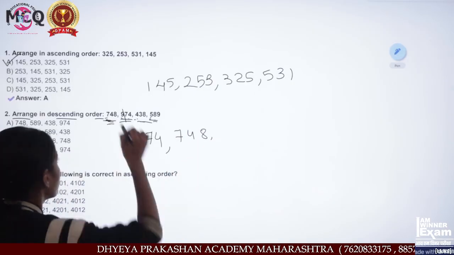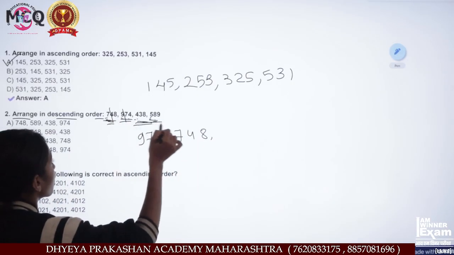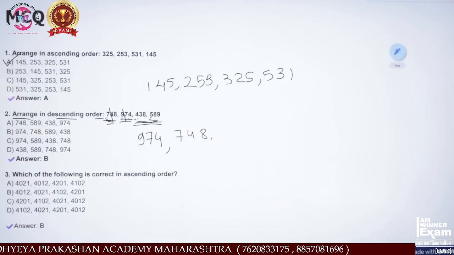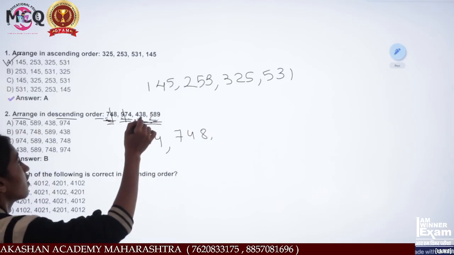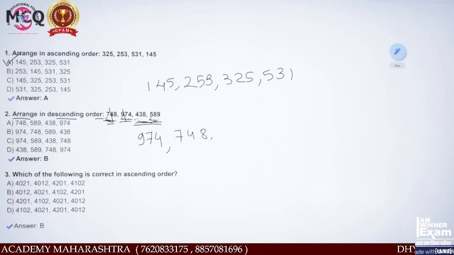After that, from these two, which number is biggest? Is it 589 or is it 438? Which number is the biggest?